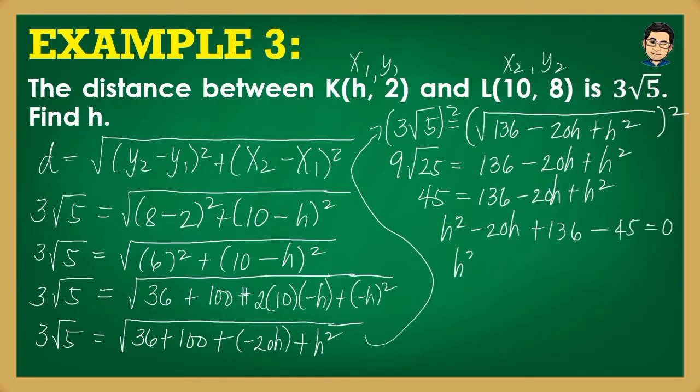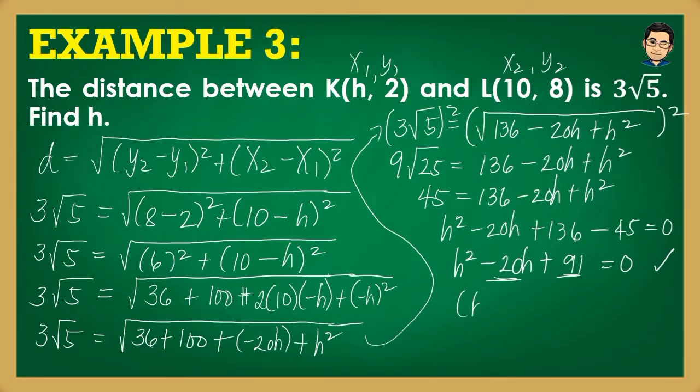And then combine like terms. 136 minus 45 is 91, equals 0. As you can see, meron po tayo ditong quadratic equation wherein kapag pinactor out po natin yung h squared minus 20h plus 91, magkakaroon po tayo ng dalawang values for h. So ano yung factors ng 91 na kapag pinag-add natin, lilitaw ang negative 20, ang coefficient ng h, yung middle term. So negative 13 and negative 7.